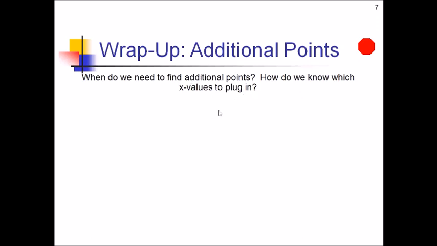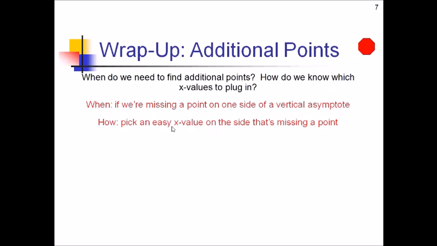So we need to find additional points whenever we're missing a point on one side of a vertical asymptote. We always need to have a point on each side of the vertical asymptotes. And the x values we're going to plug in are just going to be easy x values on the side that's actually missing the point. So don't make your life any tougher than it has to. Pick something easy.